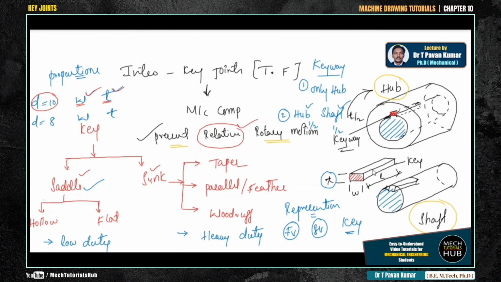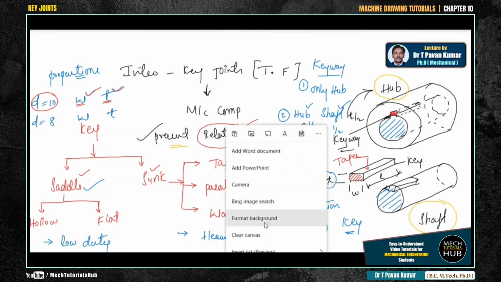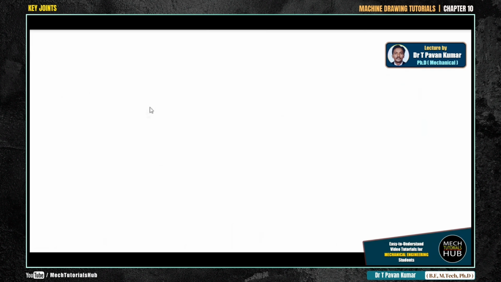Now coming to the taper section of the key, let us discuss the taper section of this particular key. The top surface is not at all parallel to the bottom surface of the key. The bottom surface is flat, but the top surface is maintaining some taper. What is this taper? That we will see. Let me take a fresh window and explain the taper.